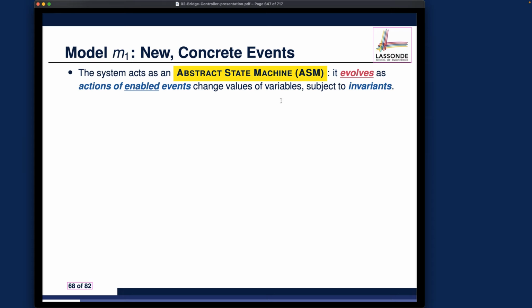Pop quiz. What if there's a state where all the events are disabled because of their guards? What's that situation called? Deadlock, right? That's something you want to remember. That's something we spoke about maybe about 2 weeks ago. You don't want to throw that away, right? That's a very important system property that we will want to ensure, deadlock freedom, right? And also, of course, the invariant should be preserved as well, right?